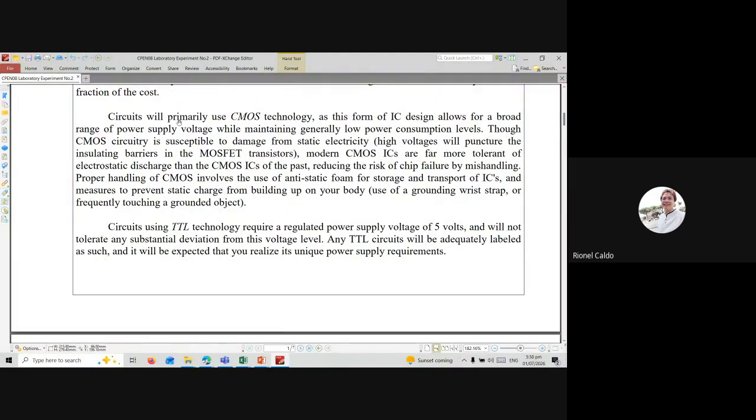Circuits will primarily use the CMOS technology, which stands for complementary metal oxide semiconductor, as this form of IC design allows for a broad range of power supply voltage while maintaining generally low power consumption levels. Though the CMOS circuitry is susceptible to damage from static electricity or high voltages that will puncture the insulating barriers in the MOSFET transistors. Modern CMOS ICs are far more tolerant of electrostatic discharge than the CMOS ICs of the past, reducing the risk of chip failure by mishandling.